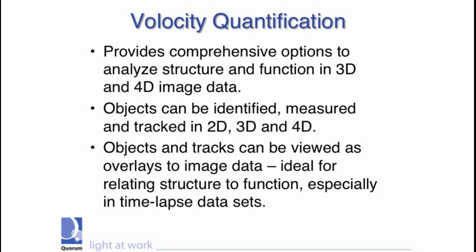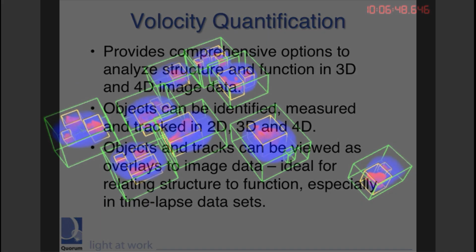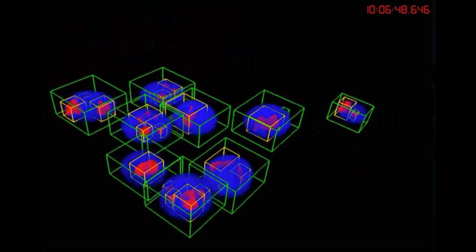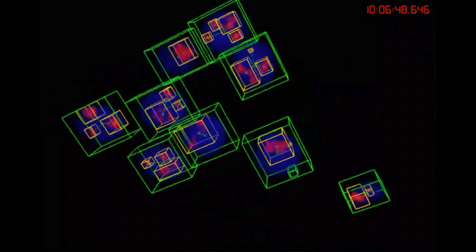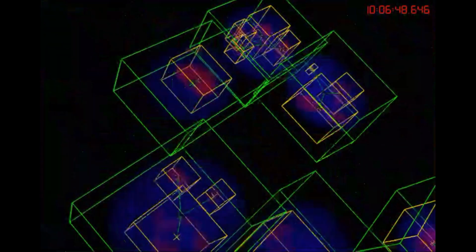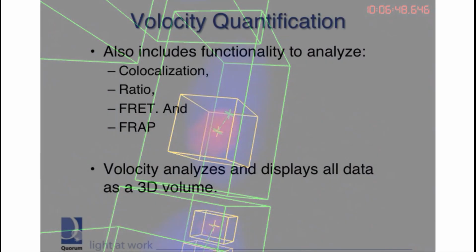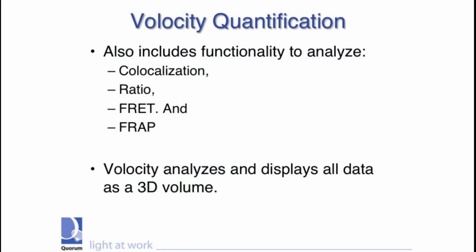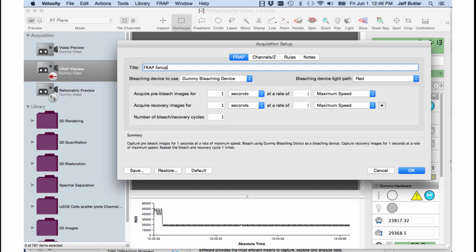Volocity quantitation provides comprehensive options to analyze both structure and function in 3D and 4D image datasets. Objects can be identified, measured, and tracked in all 4 dimensions. Moreover, these objects and tracks can be viewed as overlays to your image data, making it ideal to demonstrate relationships between structure and function over time. For more complex systems, Volocity also includes options for ratio, FRET, and FRAP.